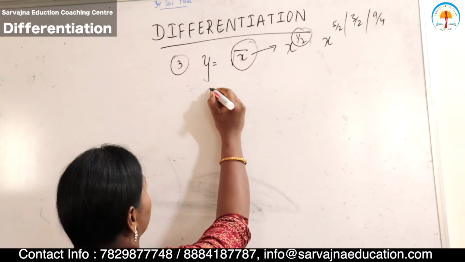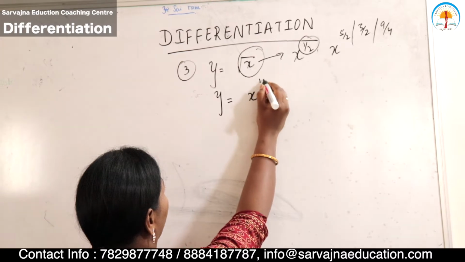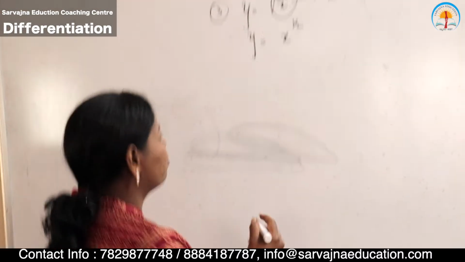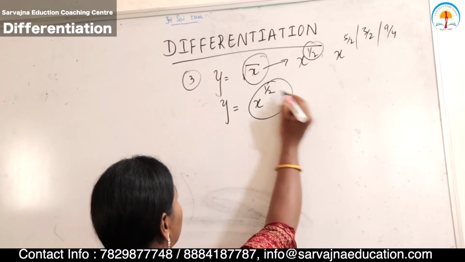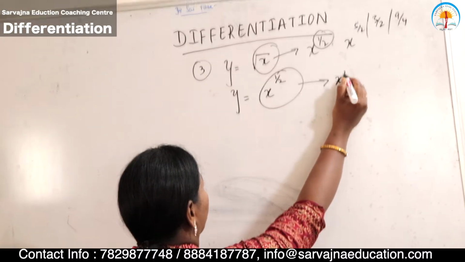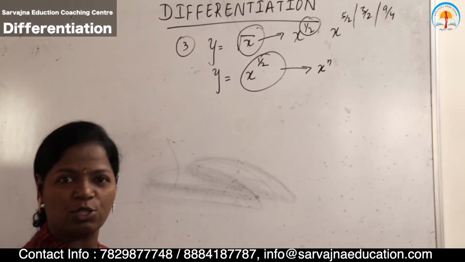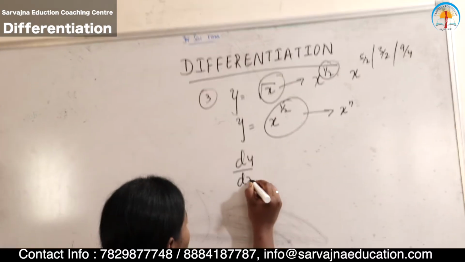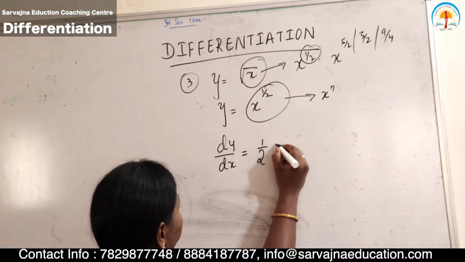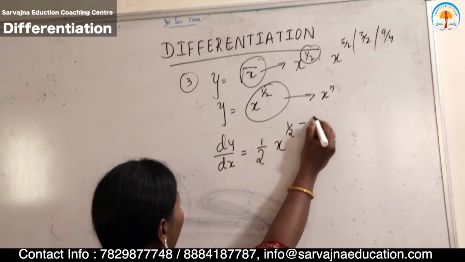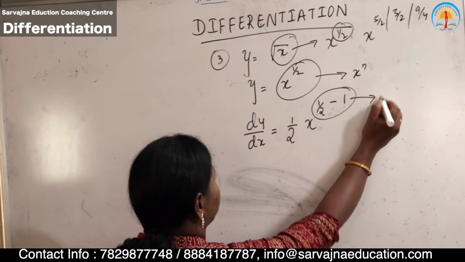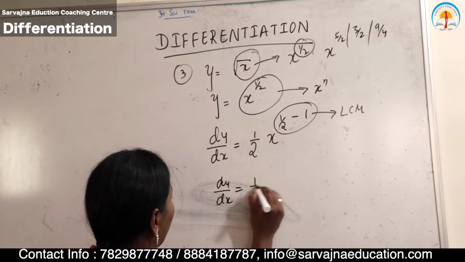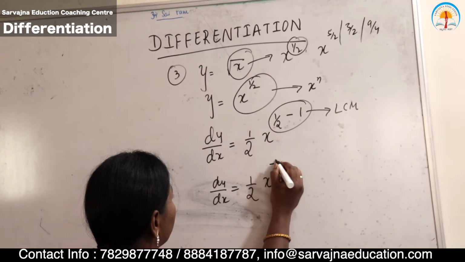So first we have to rewrite this. y is equal to x to the power of half. See, the power is half because root x can be written as x to the power of half. The differentiation of this looks like x to the power of n. You already know the formula: n x to the power of n minus 1. Correct? dy by dx is equal to 1 by 2 x to the power of 1 by 2 minus 1. So we have to do the LCM here. dy by dx is equal to 1 by 2 x to the power of minus half.